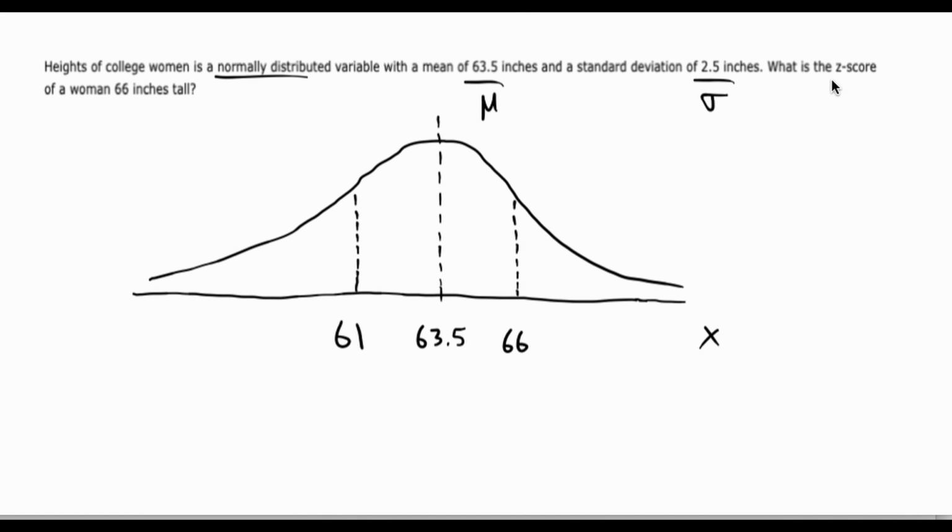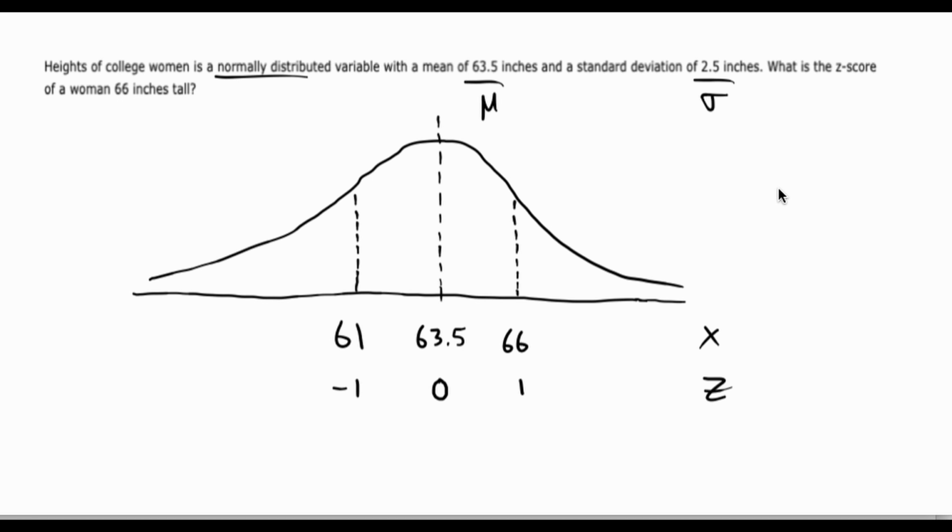Now they're asking, what's the z-score of a 66-inch tall woman? It's going to be 1, because on our z-scale, we said before that the mean has a z of 0, one standard deviation above has a z of 1, and one standard deviation below has a z of -1. So the answer to this one is 1. But we also want to be able to use the formula for z-scores to find that.